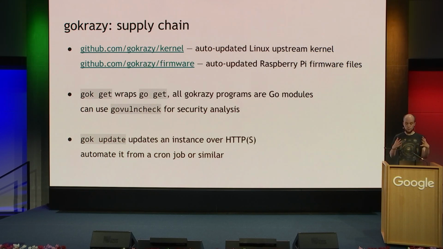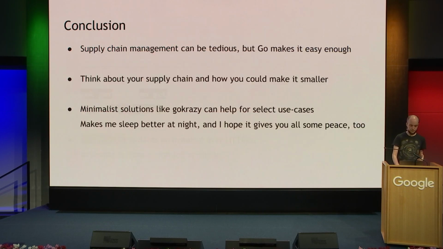But then notably, all of gokrazy is using Go modules. So all of the stuff I talked about actually applies to all of the gokrazy programs. If you use gok get, it just wraps go get, right? So that's how you update. You can use govulncheck for your security analysis. You can use the replace directive to patch your code. All of that stuff just works. And then lastly, you use gok update to update such an instance of gokrazy remotely over the internet, over HTTP or HTTPS and/or Tailscale. And you can just automate that from a cron job, run it every day, and ta-da, you'll have an automatically updating appliance.